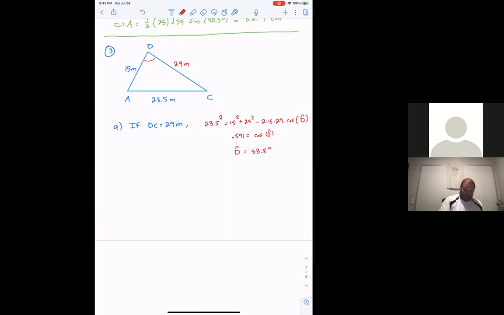Now that I have it, the area is 1/2 side, side, sine of the sandwiched angle. So sine of this entire decimal times 15 times 29 times 1/2, and I get 176. And we are in meters, so square meters. So that's part A. What does part B say?